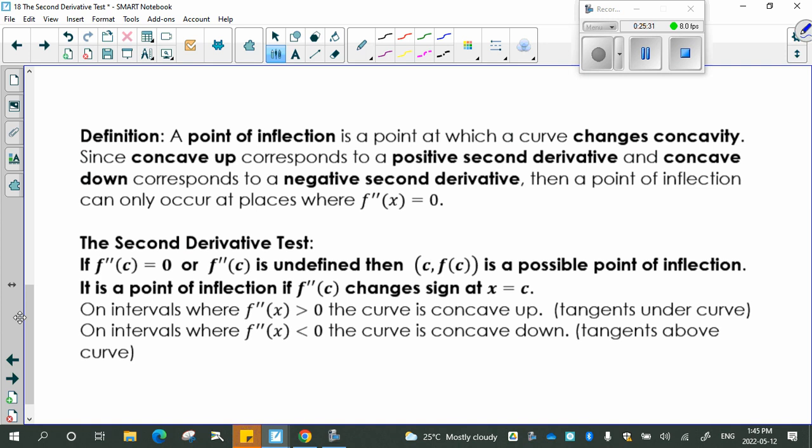Okay, so this just highlights again that a point of inflection is a point at which a curve changes concavity. Okay? That concave up represents a positive second derivative, concave down represents a negative second derivative, and a point of inflection can only occur at places where the second derivative is 0. That's the only place you can change from concave up to concave down. Okay? And then this just outlines a second derivative test, but we just did it, so I think you know how to do it. This is just in math terms.